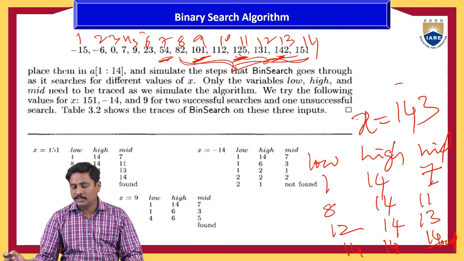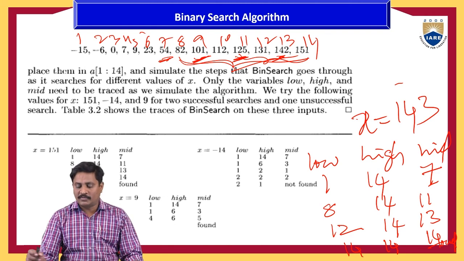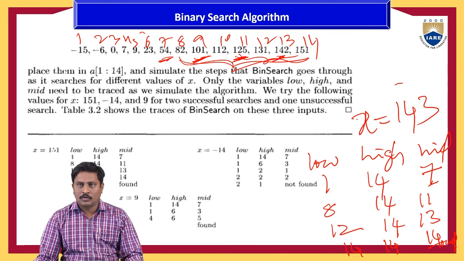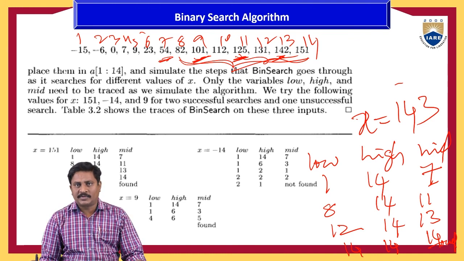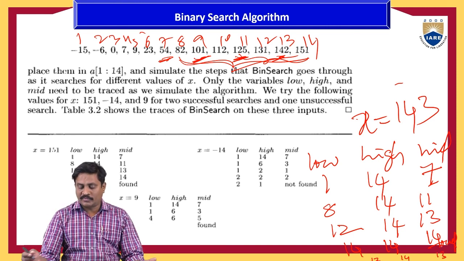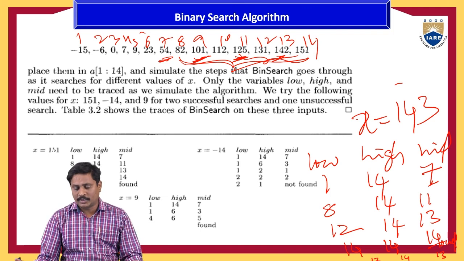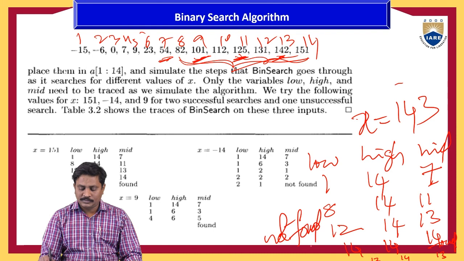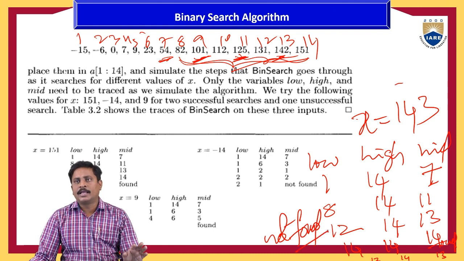So the average is 14. A of 14 value is 151. So 143 equal to 151? No. Now here it lies in the left subarray. The left subarray starts from low to mid minus 1, that is 13 to 13. So the mid value is 13. A of 13 is 142, so we already searched that one. So that means the element is not found in this subarray. So the element is not found in the given array.